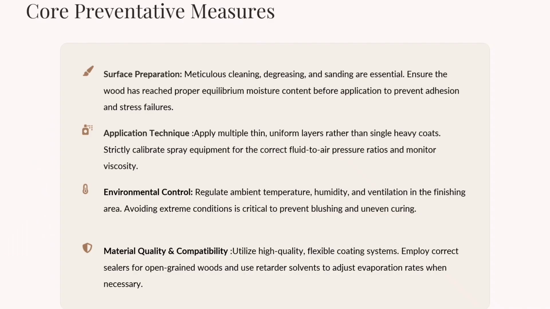This slide explains the core preventive measures for achieving a good finishing process. First, proper surface preparation is essential. The wood must be cleaned, degreased, and sanded properly before coating, and the correct moisture level should be maintained. Second, the right application technique should be followed. Applying thin and even coats gives better results than heavy coats, and spray equipment should be calibrated correctly.